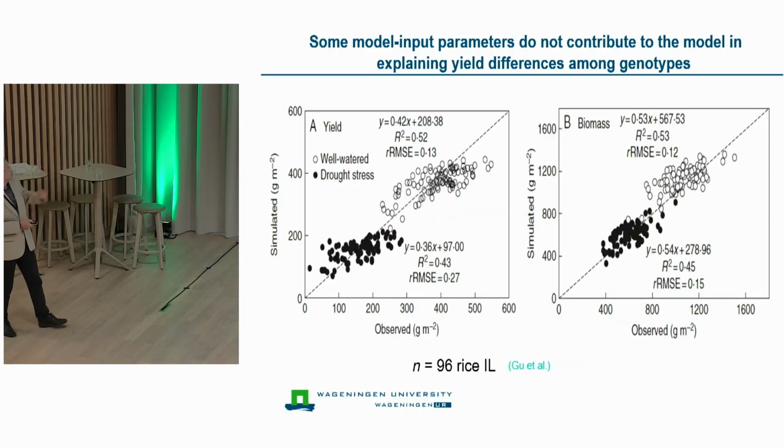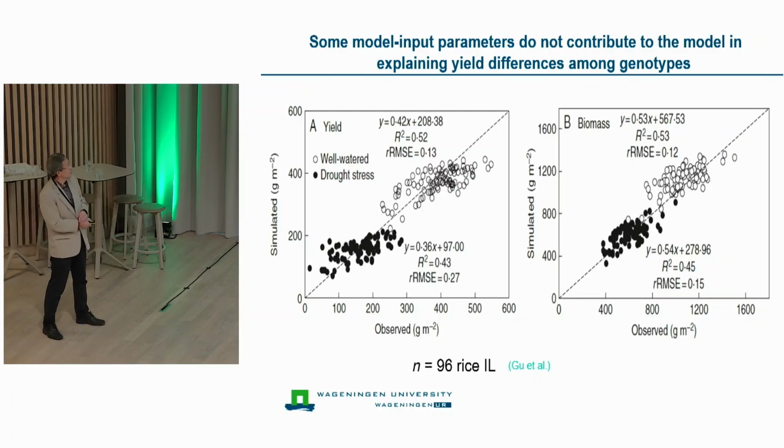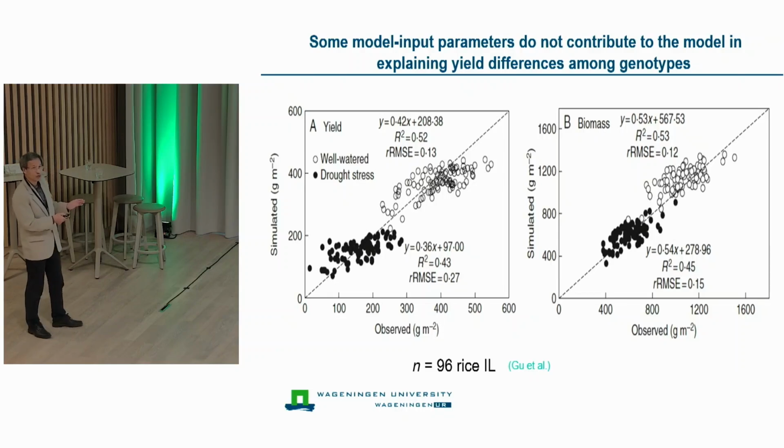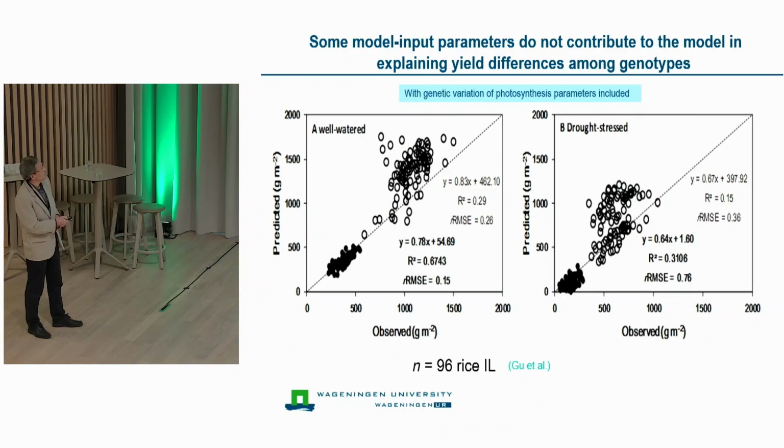And here we showed the model performance in predicting the yield differences among the introgression lines. And you can see that the model performance was again quite moderate for explaining yield differences, either for well-watered or for drought-stress treatment, for yield or for biomass. But even this case is the simulation without using the genetic variation for photosynthesis.